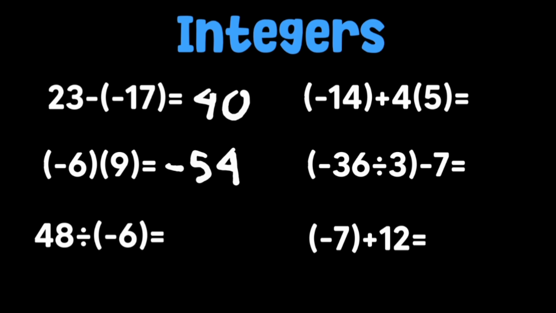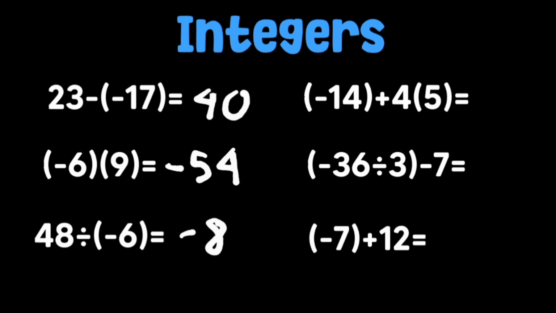For the third one, 48 divided by -6. In this case, we also know that positive and negative in division equals a negative result. So 48 divided by 6 would give us 8. With a negative sign, it will be -8.